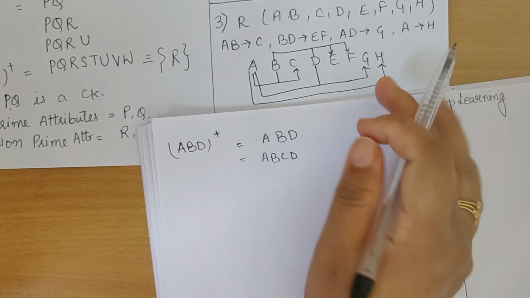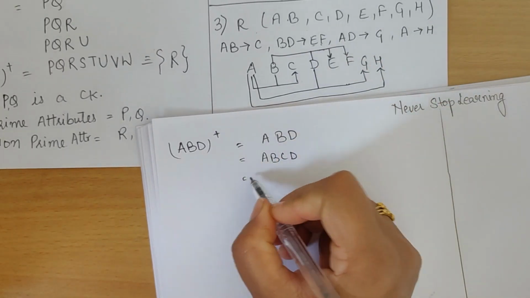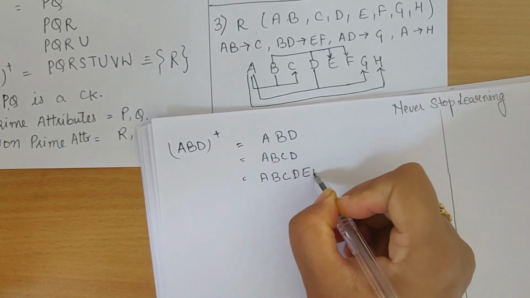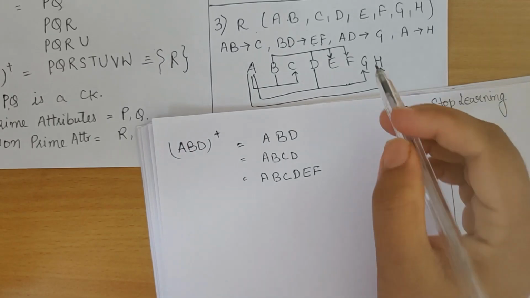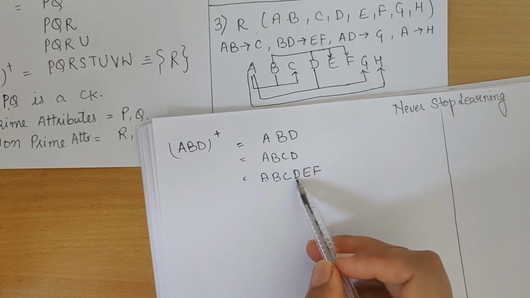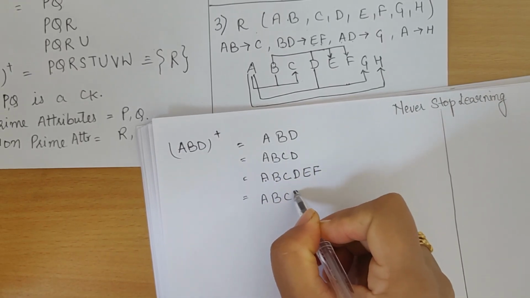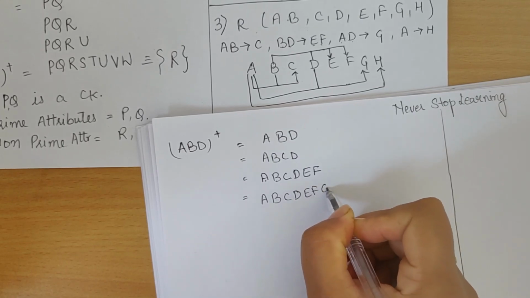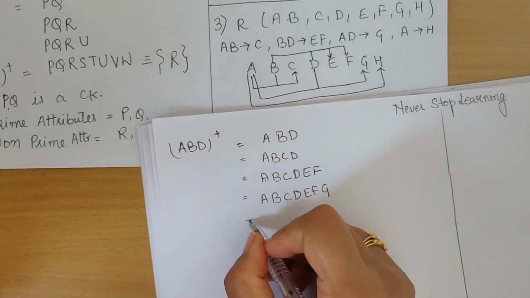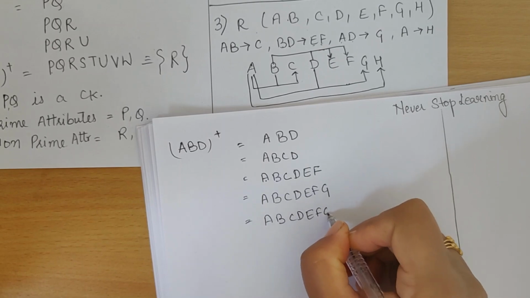Next functional dependency, BD determines EF. So I can write A, B, C, D, E, F. Next functional dependency, AD determines G. Here also I am having A and D together, so I can write A, B, C, D, E, F and G. Now alone A has the power to determine H. So that means A, B, C, D, E, F, G, H.